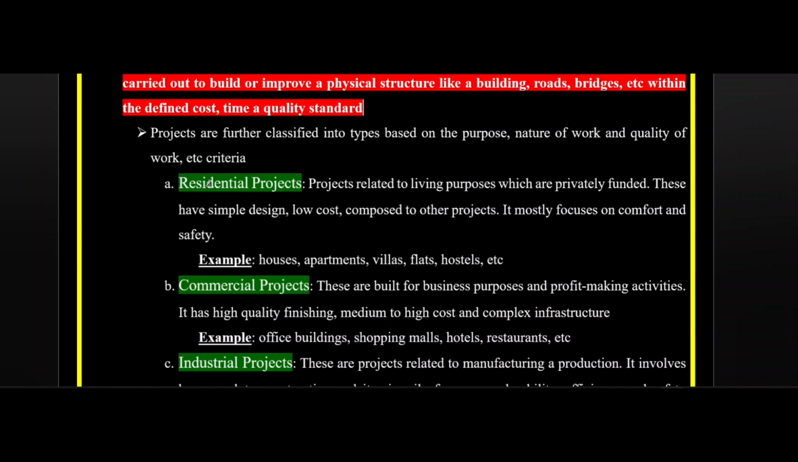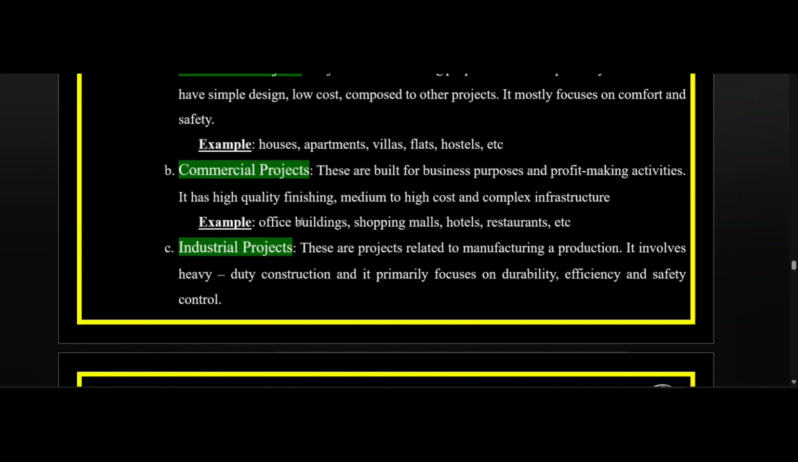The first type of project is residential projects. These are projects related to living purposes which are privately funded. These have simple design and low cost compared to other projects. It mostly focuses on comfort and safety. For example, houses, apartments, villas, flats, hostels, etc. The next one is commercial projects. These are built for business purposes and profit-making activities. It has high quality finishing, medium to high cost, and complex infrastructure. A better example for commercial projects can be office buildings, shopping malls, hotels, restaurants, etc.